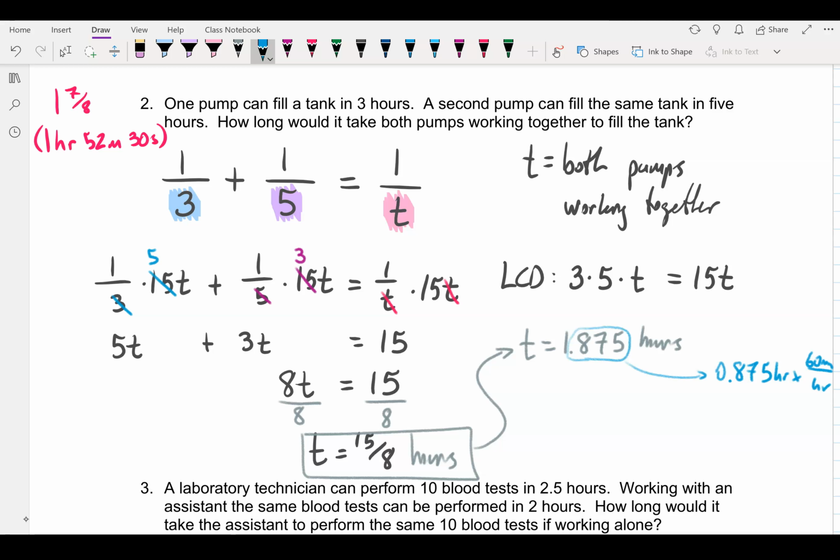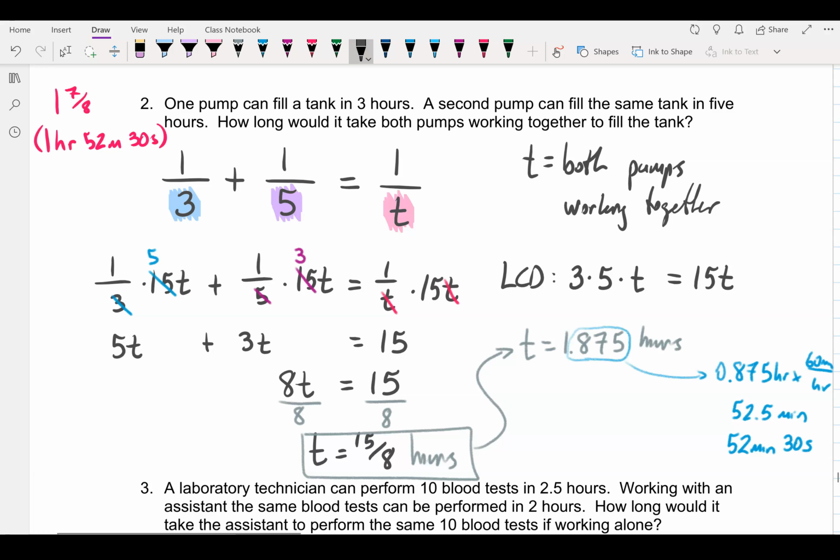0.875 times 60, sorry for making this so small here, is 52.5 minutes. And then half a minute is 30 seconds. So it's really 52 minutes and 30 seconds.